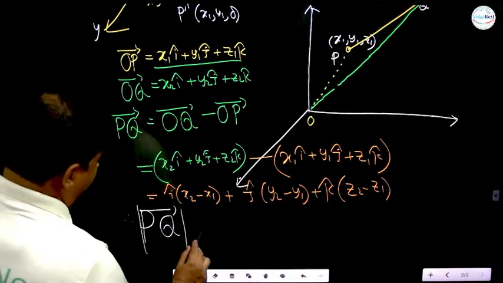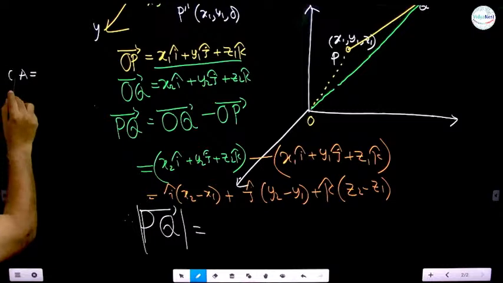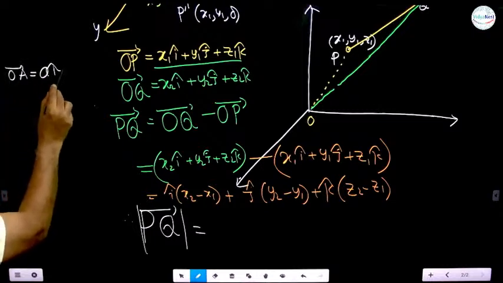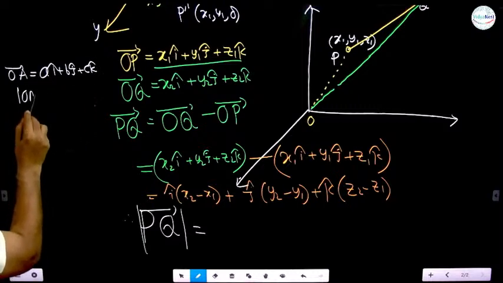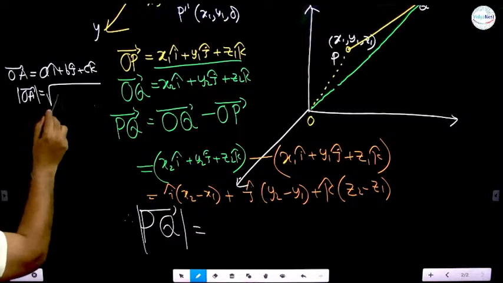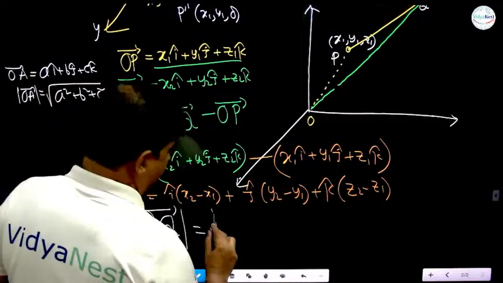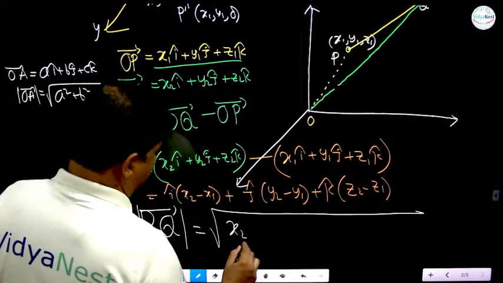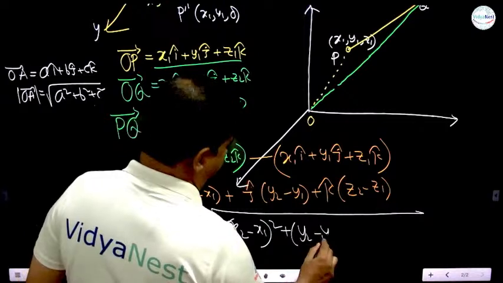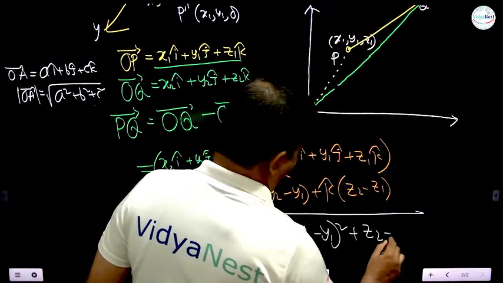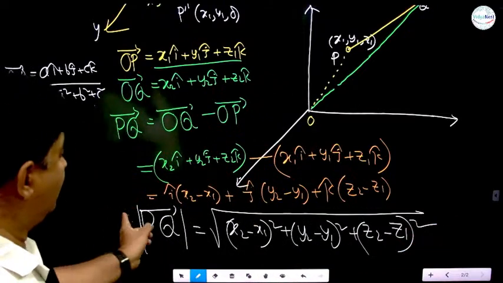What is called magnitude? In vector, suppose a vector is given, ai, bj, ck. So magnitude of OA is root of a square plus b square plus c square. Okay. So this is the magnitude.